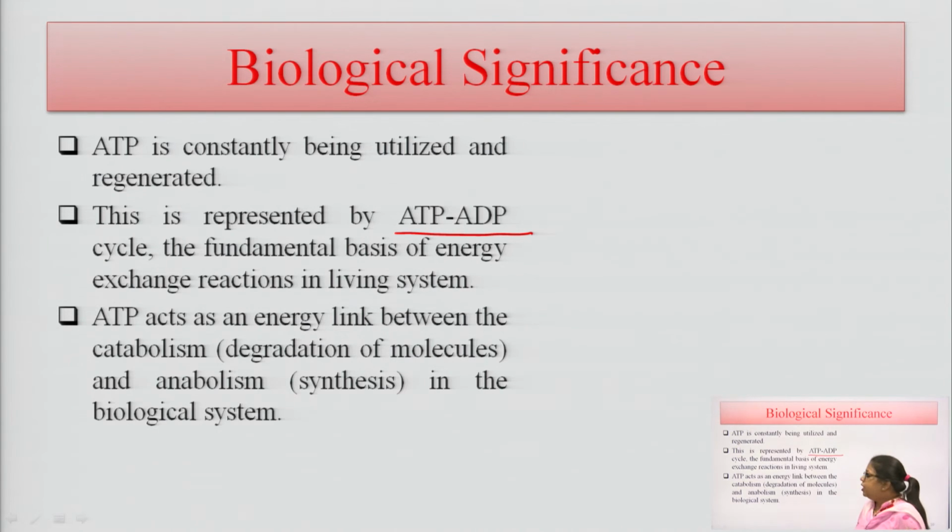ATP basically acts as an energy link between catabolism, where degradation of molecules occurs, and anabolism, where synthesis of molecules occurs in the biological system. So, ATP works as the energy link here. In this energy link, catabolism and anabolism reactions occur simultaneously, and we can use energy in these reactions.